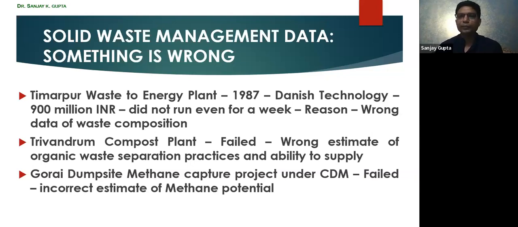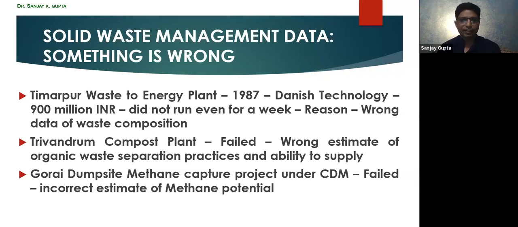Next, we come to 2005, we have a Trivandrum compost plant. The municipality does its own estimation of organic waste supply. They sign a contract with the private compost company, promise them 300 tons of supply, and then they realize they can't even get 100 tons of organic waste. And eventually the plant fails, the municipality loses the case, and they have to pay a huge amount of money to the company because they set up the system for 300 tons. And eventually the plant is closed down because of the dispute.